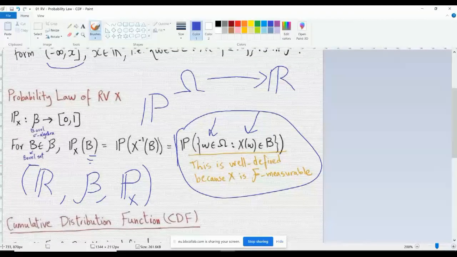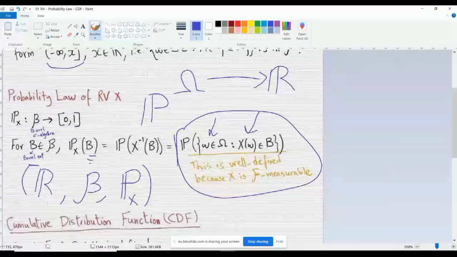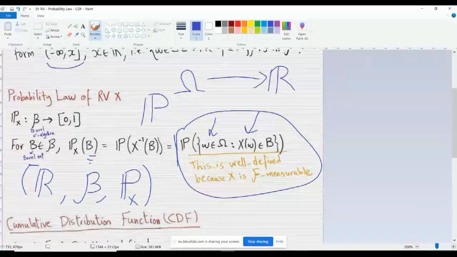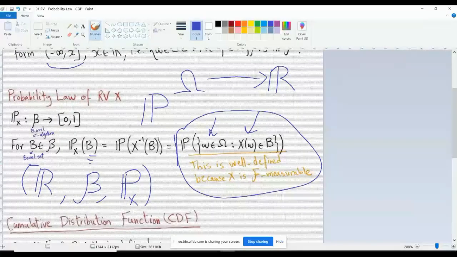Okay, so basically this is a well-defined problem, and that's the reason that a random variable should be F measurable, so that we are able to do this transfer of probability law from big omega and the sigma algebra associated with it on the one hand, to the set of real numbers and the Borel sigma algebra on the other hand. Okay, so this is basically the story of a random variable.